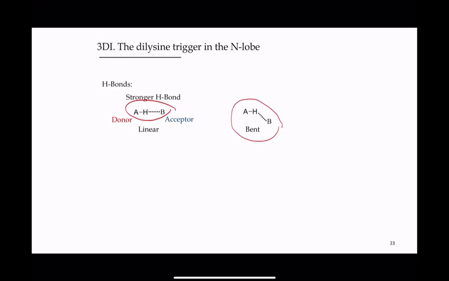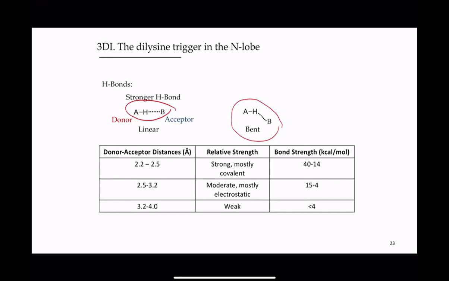All right, so typically when we're referring to this arrangement, the linear arrangement is considered to be the stronger arrangement for the hydrogen bond network. But just to give us a perspective of distances as they correlate with bond strength. A typical donor-acceptor distance when we're talking about hydrogen bond interactions is of the following. When you have from 2.2 to 2.5 angstroms, here we're talking about a relative strength that's almost at the level of a covalent bond, even though it's not necessarily a covalent bond. And then the corresponding bond strength, 40 to 14 kilocalories per mole.